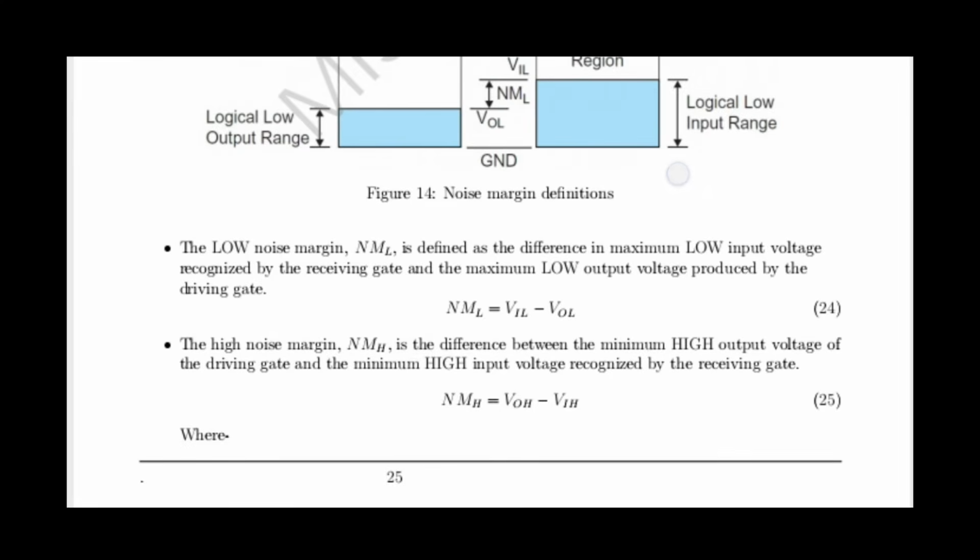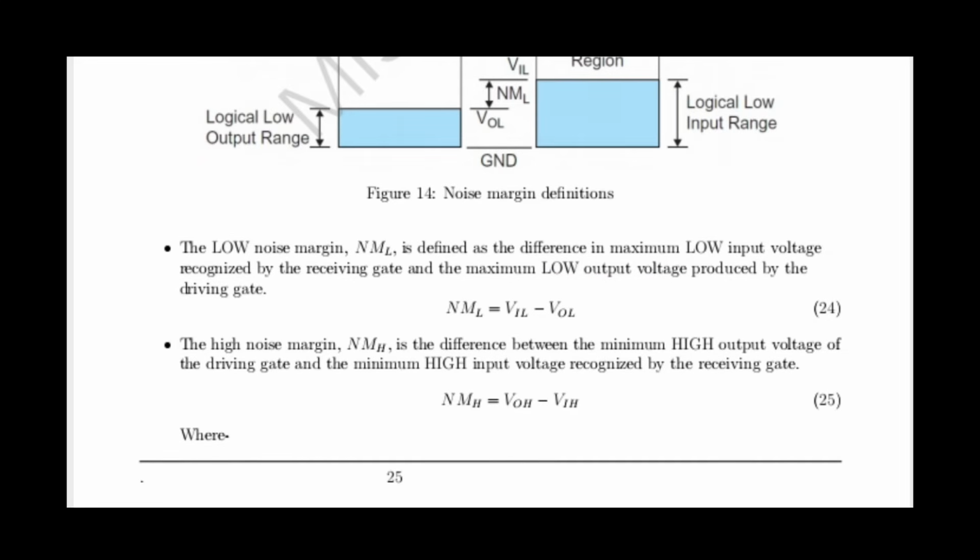For the low noise margin, NML is defined as the difference between the maximum low input voltage recognized by the receiving gate and the maximum low output voltage produced by the driving gate. The equation is NML equals VIL minus VOL. VIL means maximum low input voltage, VOL means maximum low output voltage.